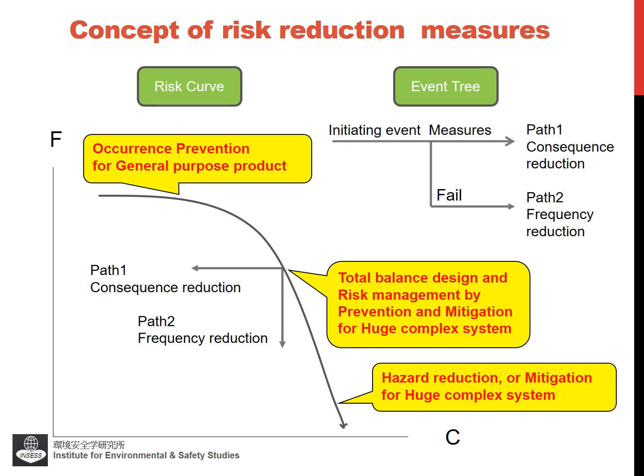In fact, prevention and mitigation are illustrated on the right-hand side of this risk curve, which is shown as an event tree. So, if an initial event occurs, I mean a hazard appears, some kind of measures can be installed. And after that, if the measure is successful, the consequence can be reduced. If the measure ends up failing, but given the probability of its happening, the frequency can also be reduced.